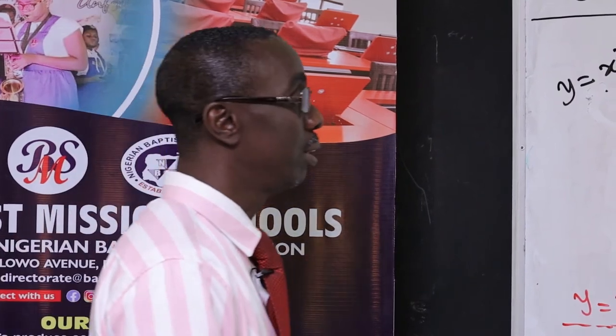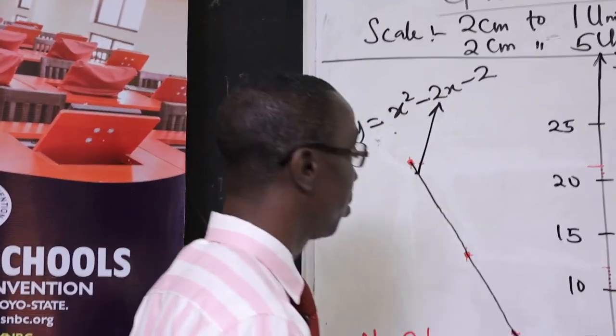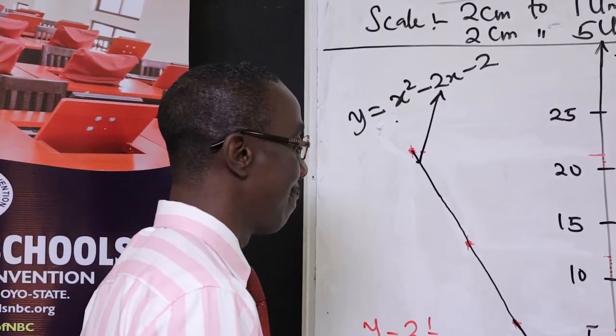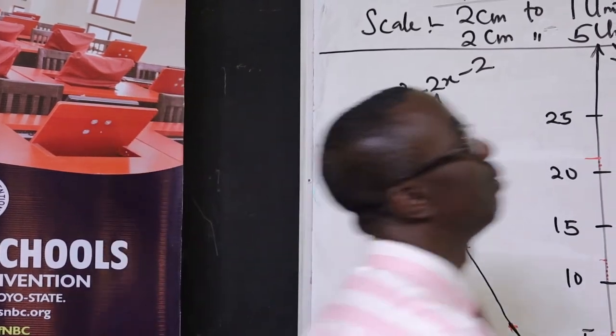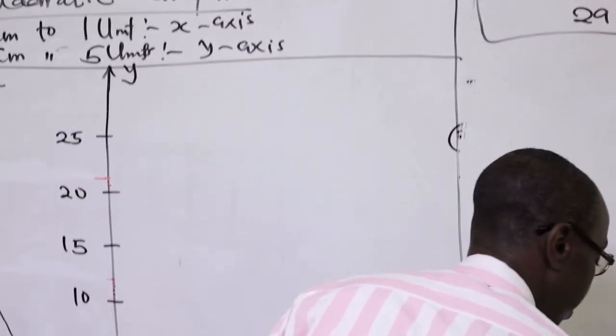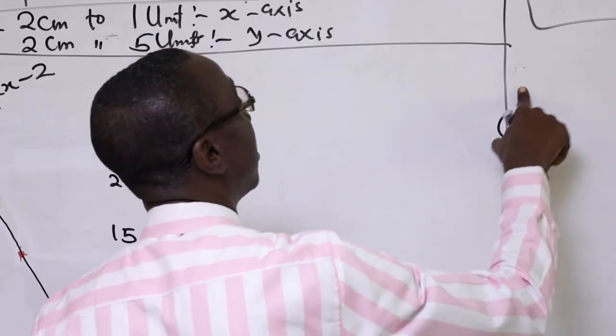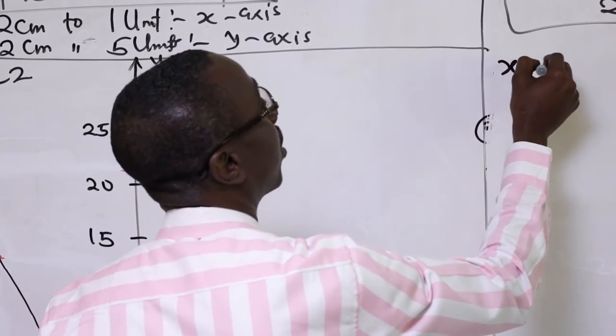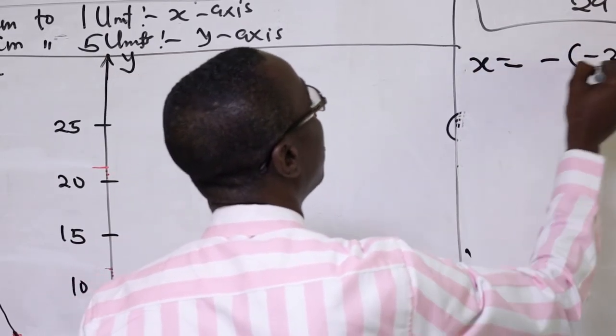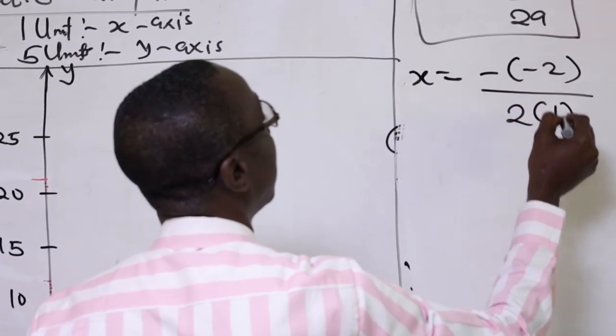X will be equal to -2/2 into 1. And that is what? 2/2, which is what? 1. So x is equal to 1. This is telling you off record that x is equal to 1. So you just go to your graph, locate where x is 1.